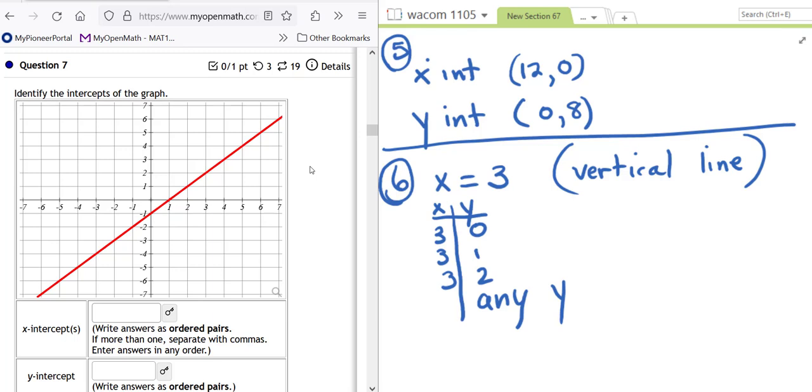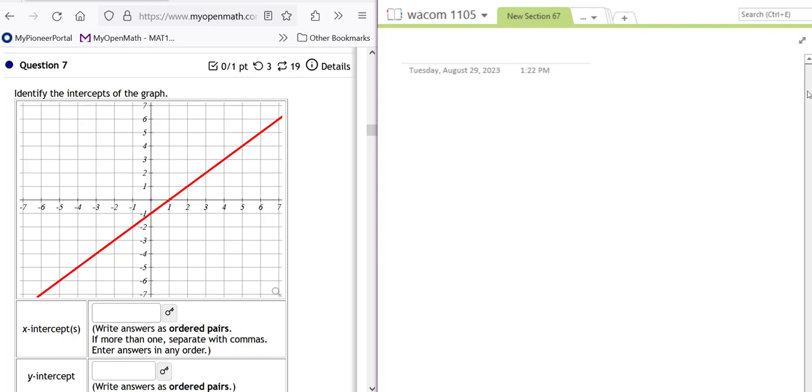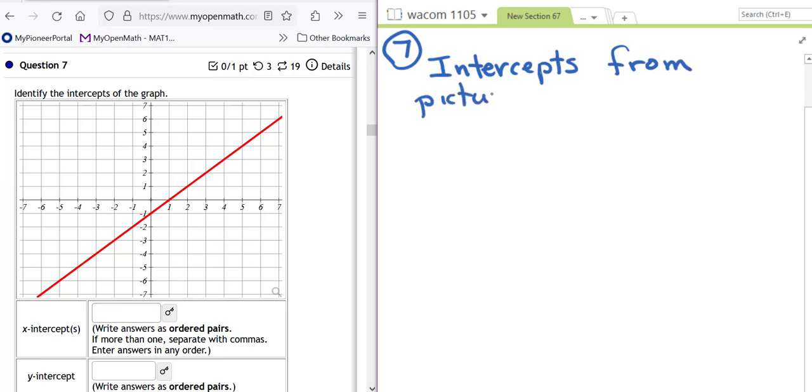So these questions, they kind of are bouncing all over the place. This one is intercepts again. Identify the intercepts from the picture, so it's similar to the one before the last one. Right, and so it's the points where the graph crosses the x or y axis.